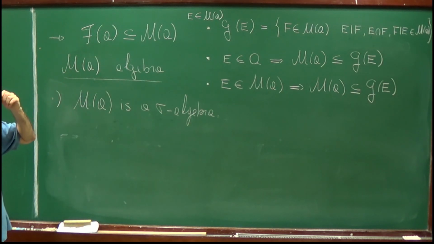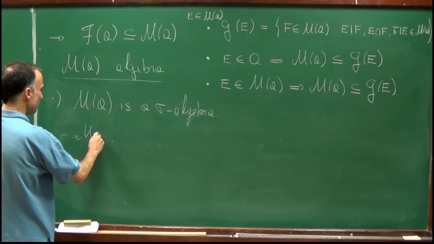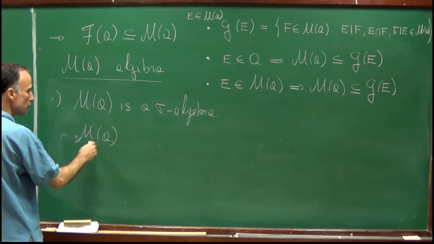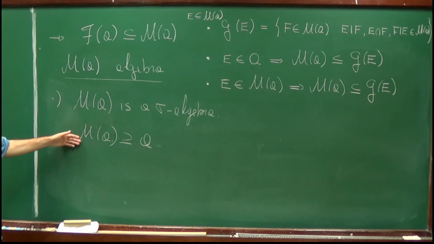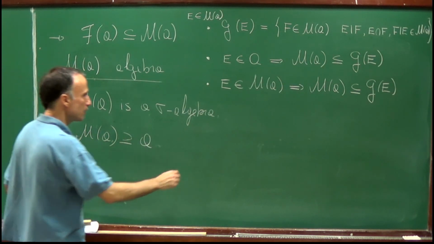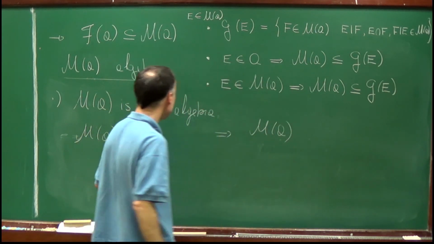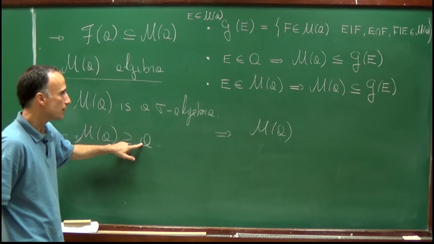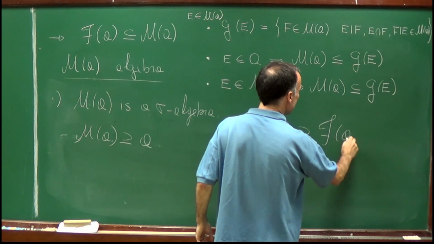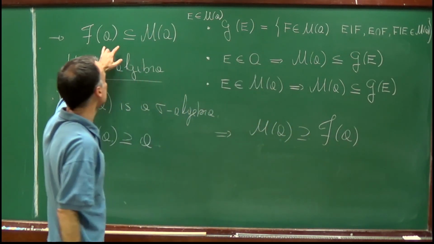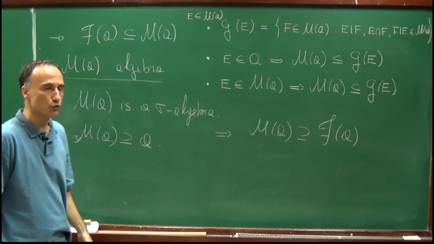We know that M of A contains A. It's the smallest monotone class which contains A, therefore it contains A. And from these two properties, we conclude that it also contains the smallest sigma algebra which contains A, which is the sigma algebra generated by A. And this is exactly what we wanted to prove. Therefore, this concludes the proof of this theorem.